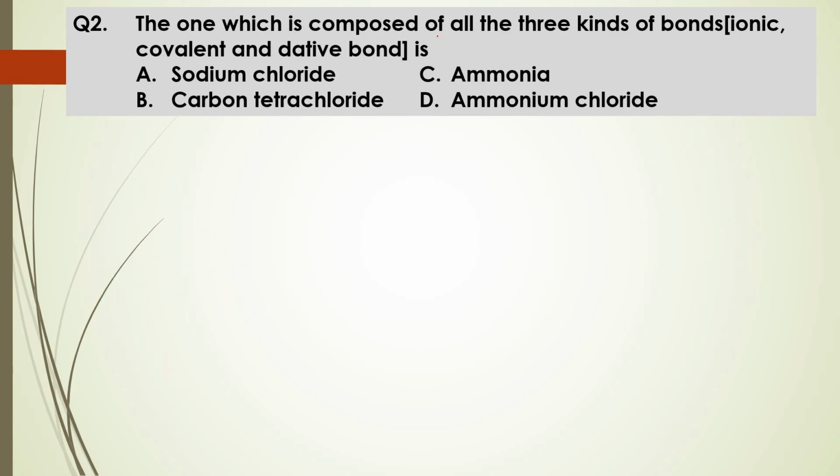The one which is composed of all the 3 kinds of bonds, ionic, covalent and dative bond, is it sodium chloride, is it carbon tetrachloride, is it ammonia, or is it ammonium chloride? So the question asks us to find out among these four options which compound has all the three types of bonds. So let's see one by one.